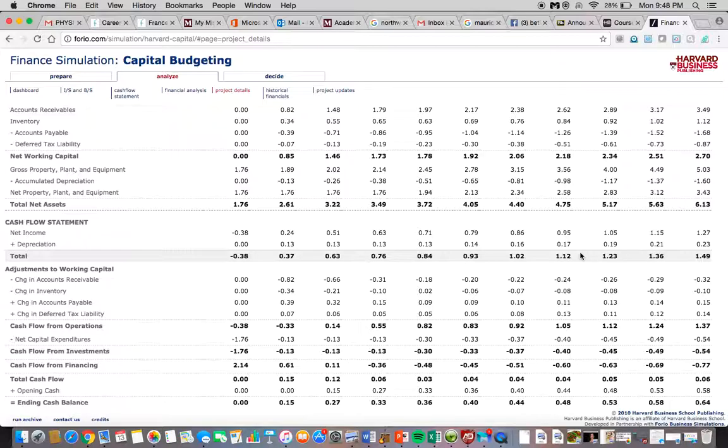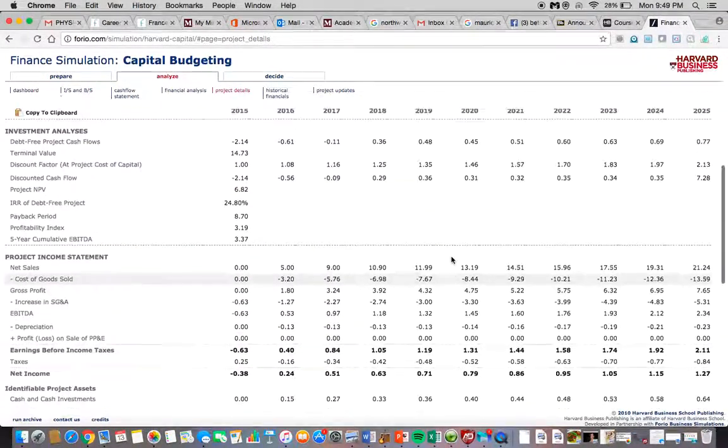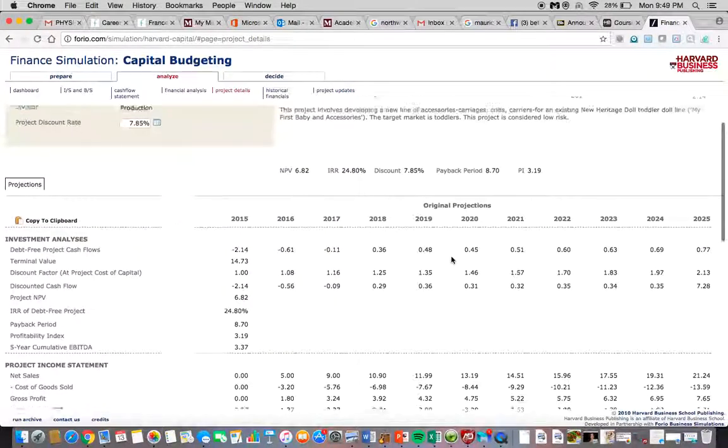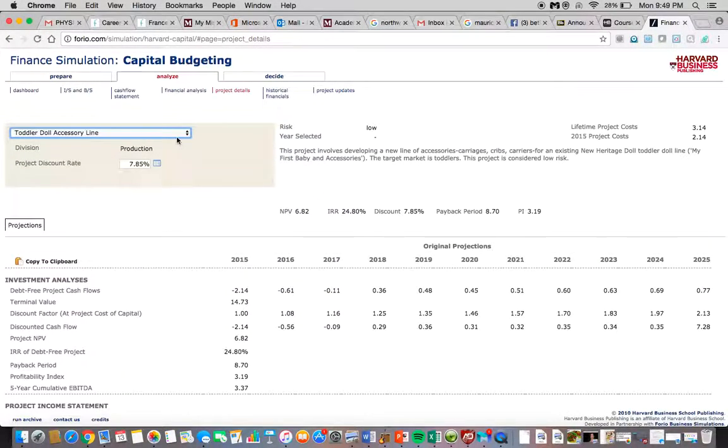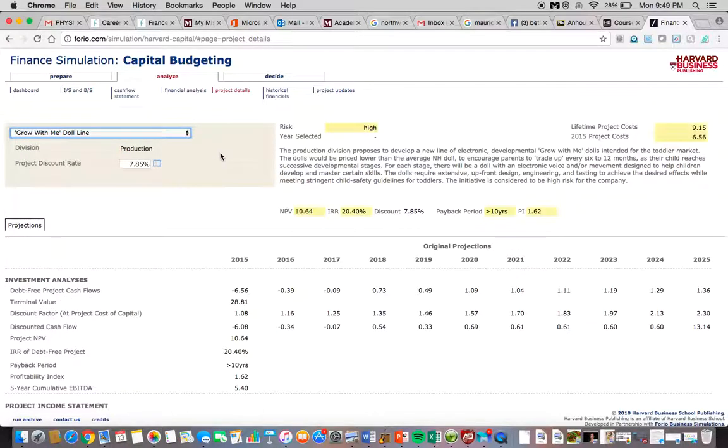With a trend like this, you're also able to detect the type of investments you want to make in your future. So going back up to the top, we're going to look at another project I've invested in to view the cash flow statement on that one as well. So see here, we're going from the toddler doll accessory line to the Grow With Me doll line. As you can see, when I switch projects, the numbers and everything automatically change.